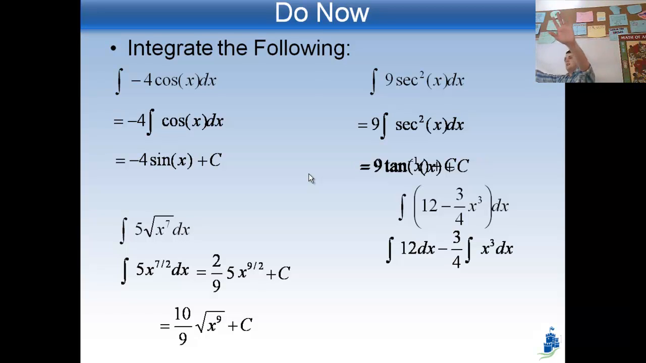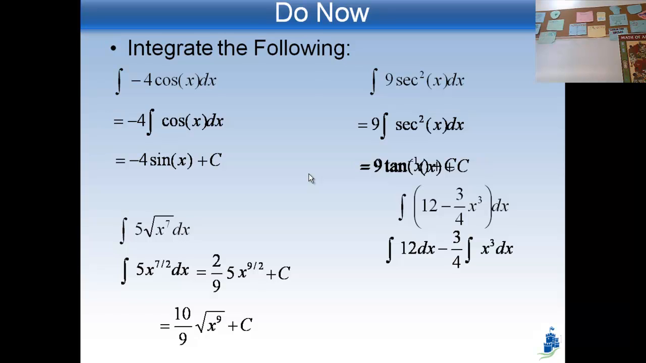Next, legit or not legit? Take a moment to think about it. All right, legit or not legit? That is legit. Okay? There's two things going on here. First of all, if you have two things being added or subtracted inside the integral, it is legit to separate it into two separate integrals. You with me on that?